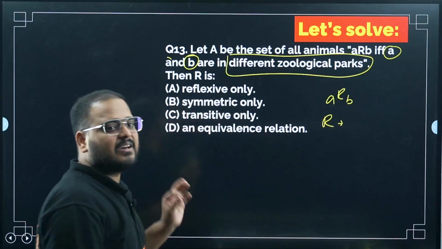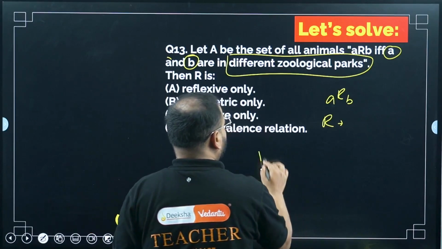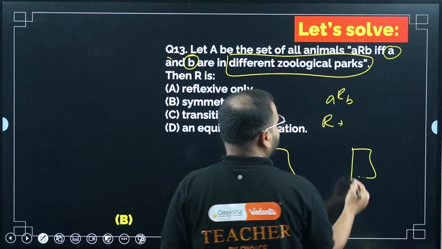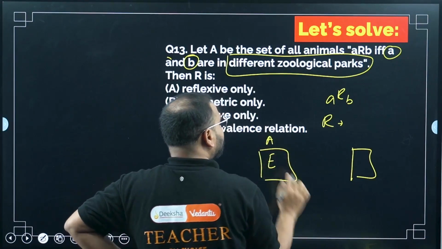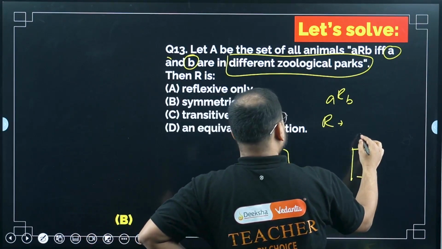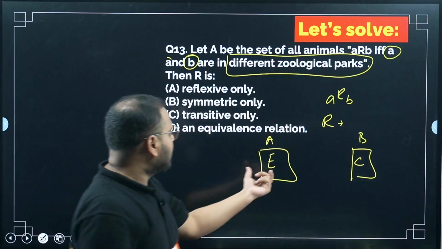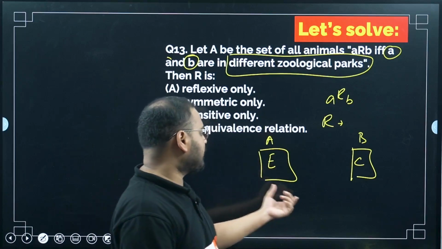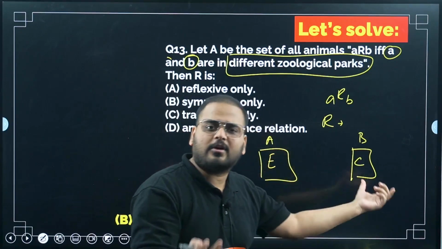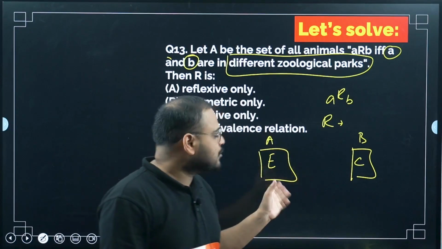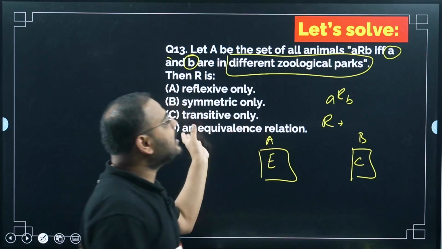So let's say element A is a tiger and element B is a snake. Then they are at 2 different places. Means if I have 2 sanctuaries here, let's say I have element A as an elephant, and in park B I have a crocodile. So the elephant is in one zoological park and the crocodile is in another. Whatever the reason, maybe it is more habitable for the crocodile there and the elephant can stay here, they are staying at 2 different zoological parks. So this is the relation: A and B are in 2 different zoological parks.